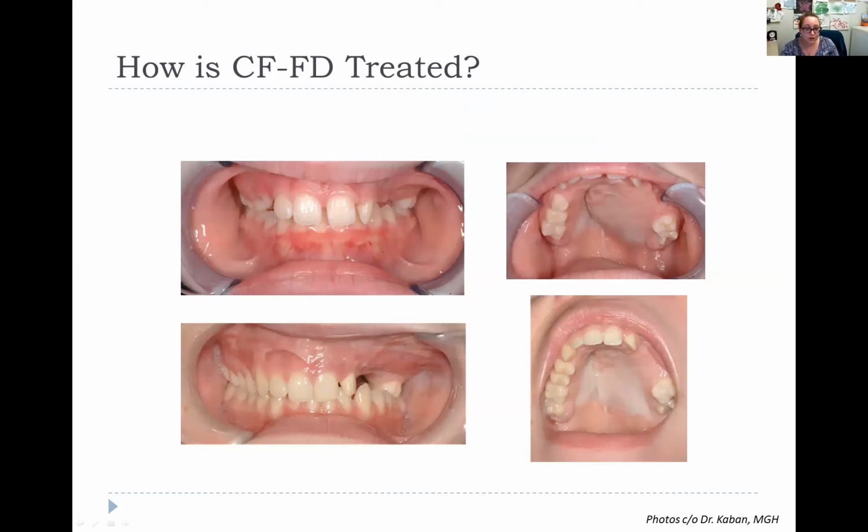Here are some intraoral pictures showing again this palatal expansion on the upper right side and how the patient ended up losing several of her baby teeth. And then after numerous operations, how that area had healed up on the bottom right side.